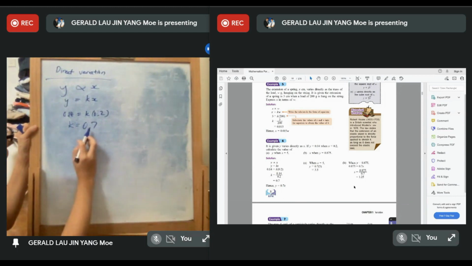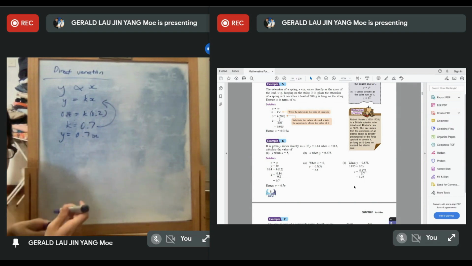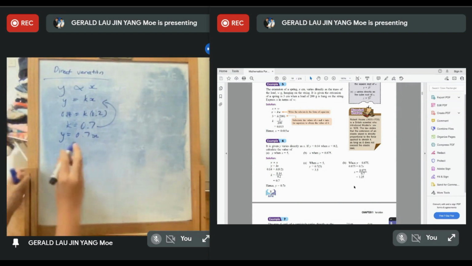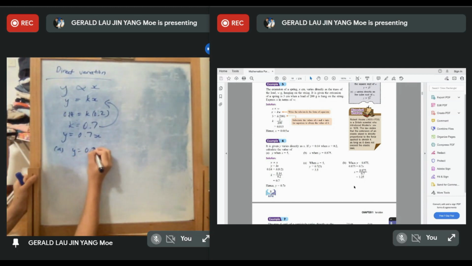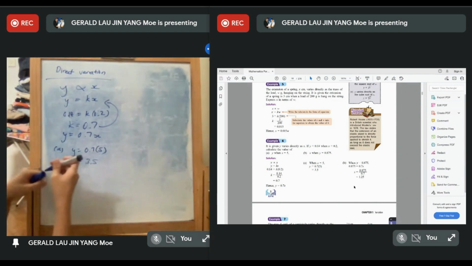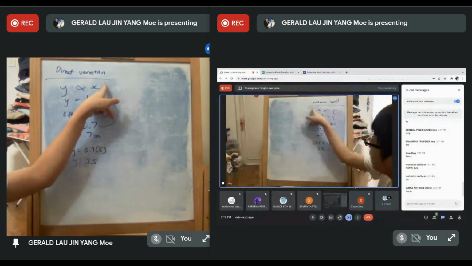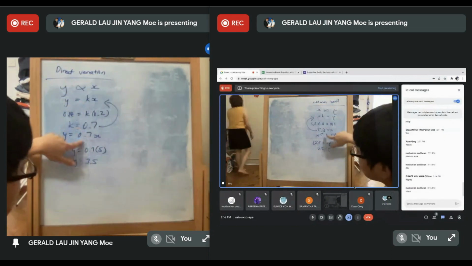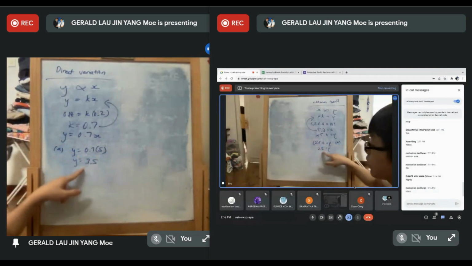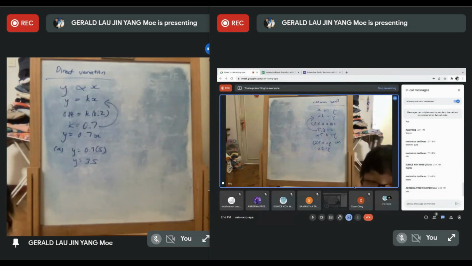Once you get 0.7 for your k, you substitute back inside: y equals 0.7x. Understand? Now you can only solve your question. A, the value of y when x equals 5. So y is 0.7, you substitute 5 inside, y is 3.5. Do you understand? Okay, can you understand? Y varies directly as x. You write this variation form, write equation form, find constant, and then only substitute the value to get your y. Can or not? Yes, no one has any problem.